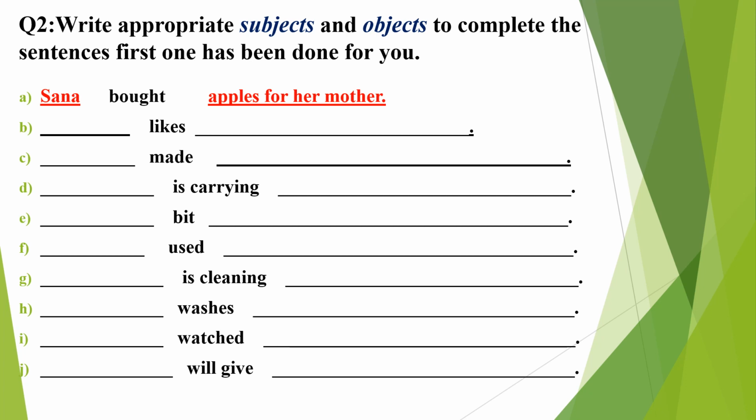Sana bought apples for her mother. So we had the verb bought. We have added subject Sana and object apples for her mother. So this is what we have to do here in this exercise. We need to add subjects and objects, whereas verbs are given.